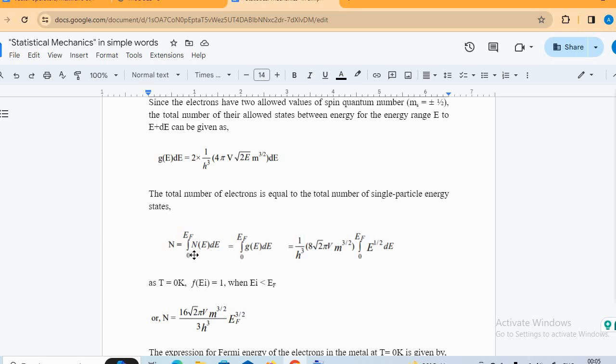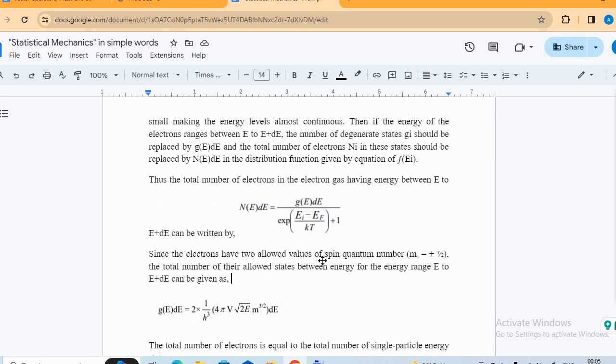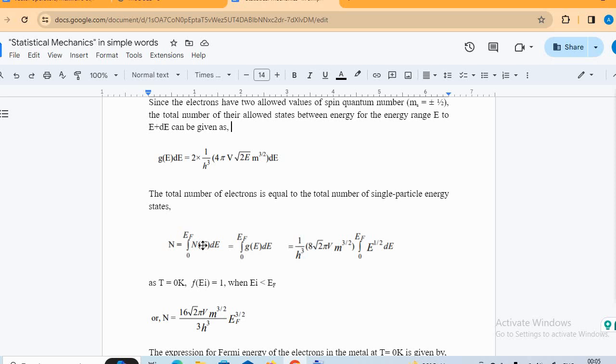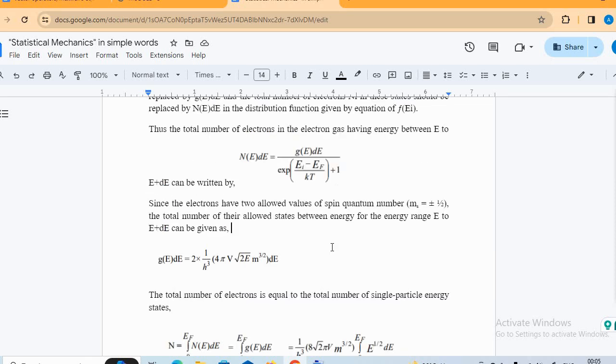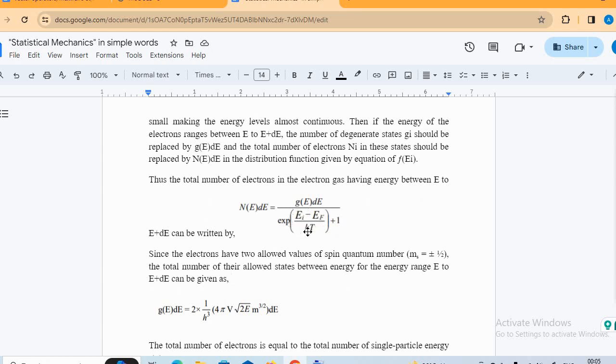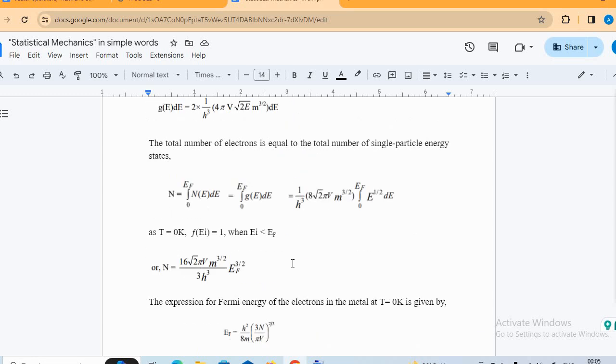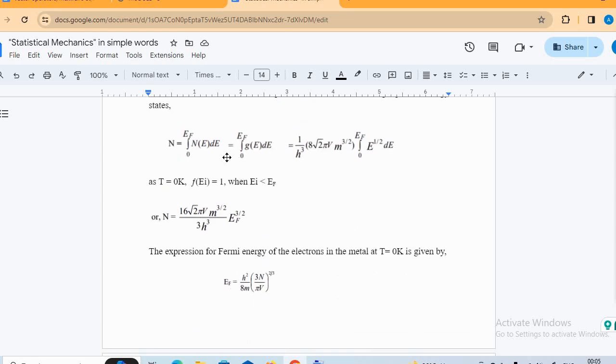So N is given by g times the distribution function. We are talking about T equal to 0 Kelvin, so the distribution function will be equal to 1, since all the particles are below the Fermi level. So now we need to integrate only over g within the range of 0 to E. The integration will simply give E to the power half dE. Rearranging this, one can calculate the total number of particles.